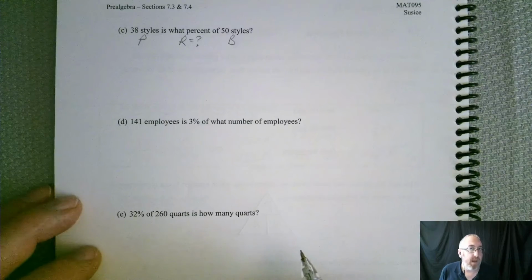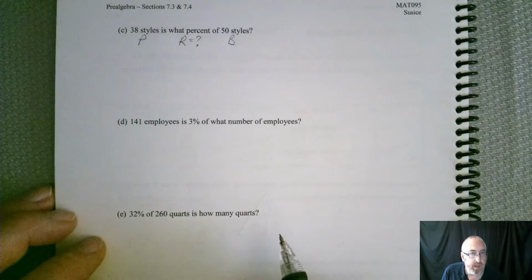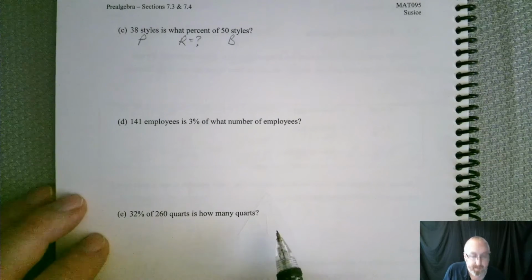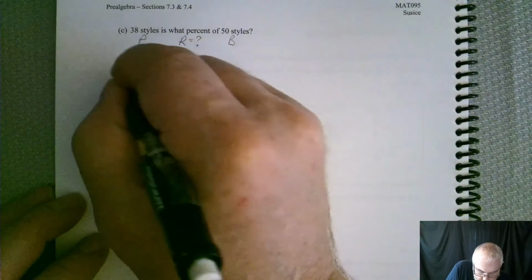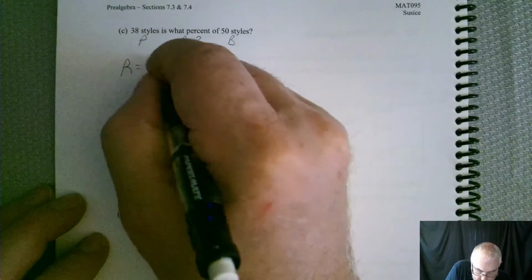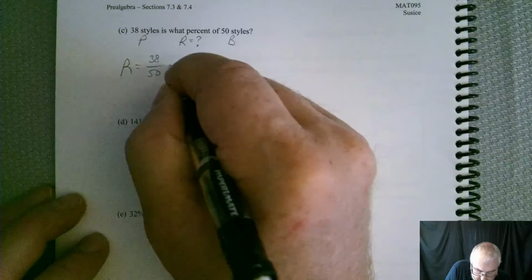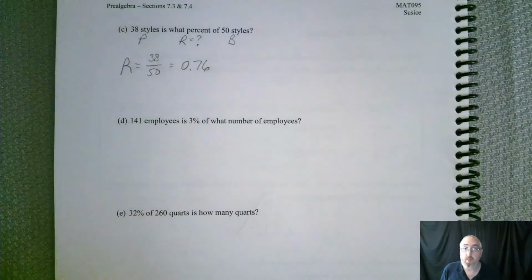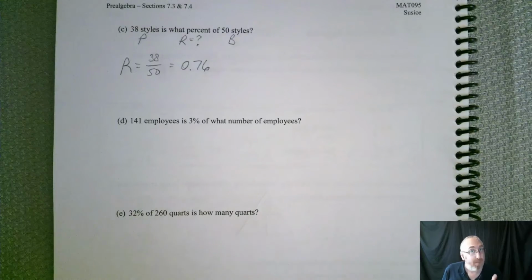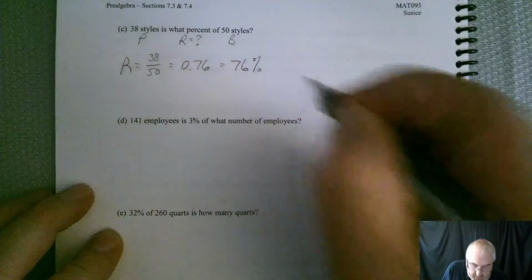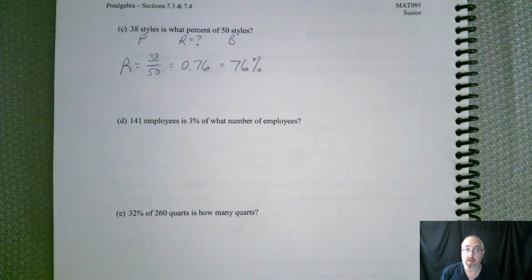So what does that triangle tell us that we have to do with those two things? Do we multiply them? Do we divide them? Which one? Well, hopefully you're saying divide. We got to put P over B. So 38 over 50, which is 0.76. But we do have to change it to a percent because now we're looking for a rate. So we do have to move the decimal point 2 spots.